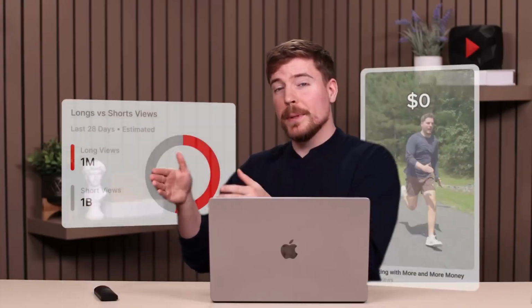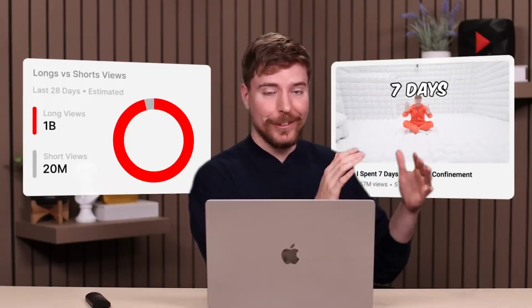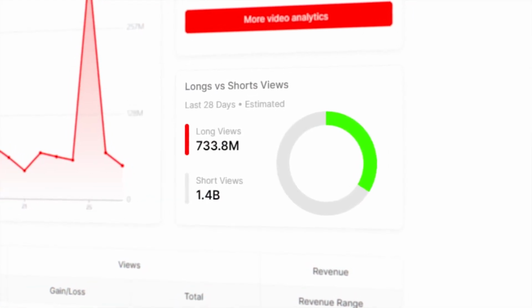Let's say a channel's popping off and getting 1 billion views a month. Well, if they're getting 1 billion views a month from shorts, that is completely different than if they're getting 1 billion views a month from long form. And so being able to distinguish the difference is huge.